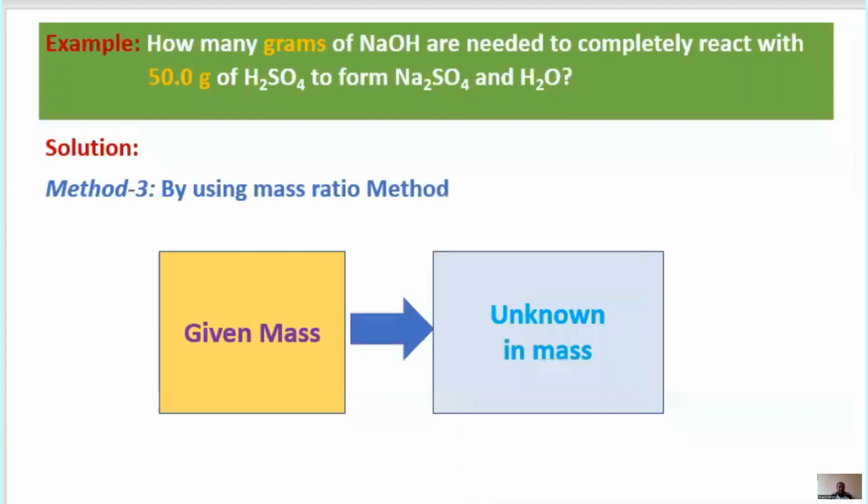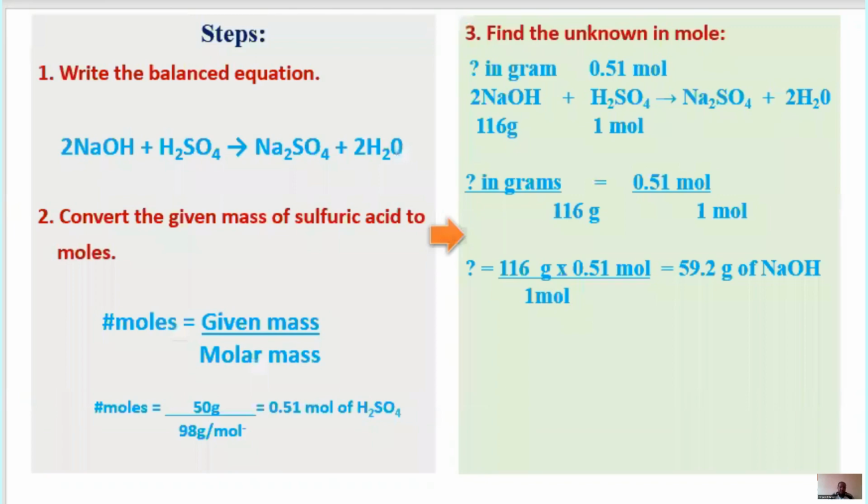The third and the shortest, the easiest one, is using the mass ratio method directly. We use the given mass to find the mass of the required substance. The given mass is used to find the unknown mass, which has only two steps. That's why this is the shortest and simplest way of calculating the mass problem. Step number one, write the balanced equation, which is this one, as we have seen in the previous lesson. Number two, convert the given mass of sulfuric acid.